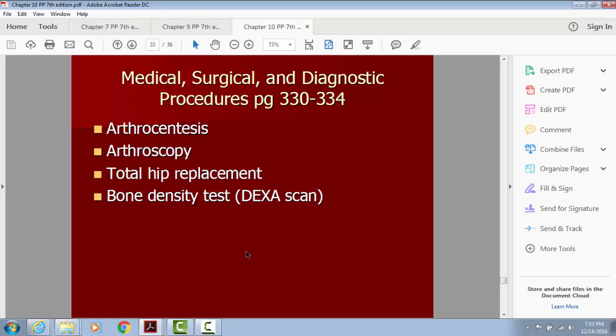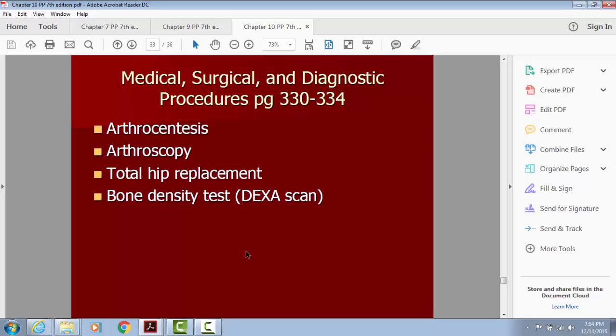Then over on page 333, total hip replacement is a surgical procedure to replace the hip joint damaged by degenerative disease. So grandmas and grandpas a lot of times say, oh, I'm going in to get a new hip, and so they are getting a prosthetic hip put in because of arthritis that's causing them problems.